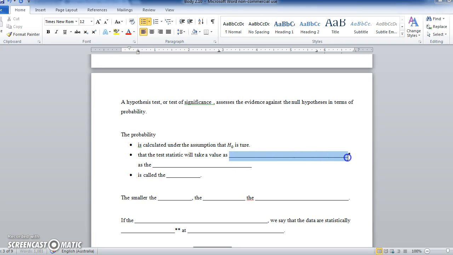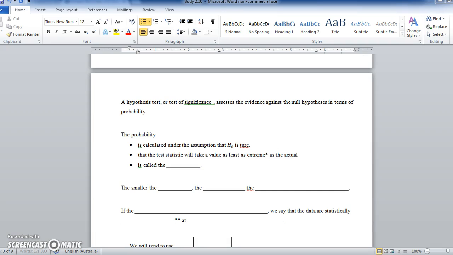So the probability is based on the idea that the test statistic will take a value at least as extreme as the actual observed value, and it's called the p-value.